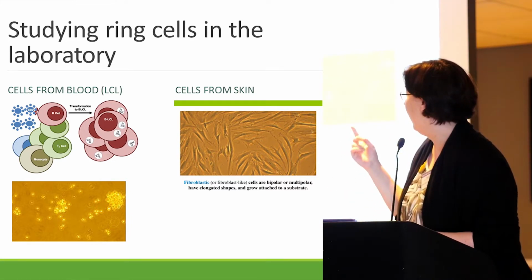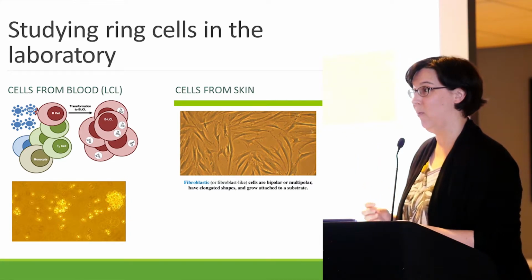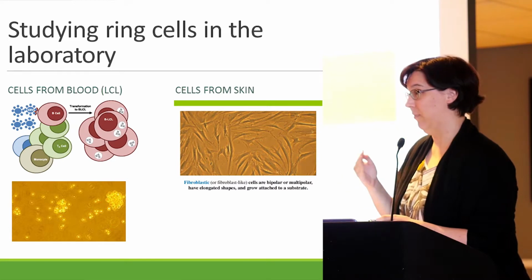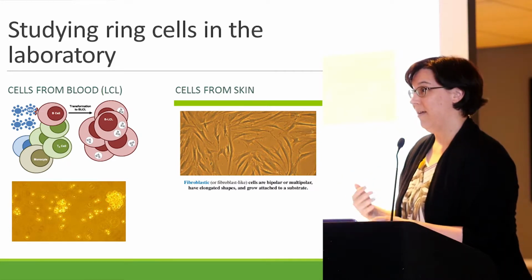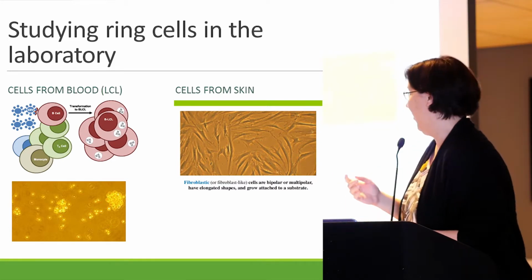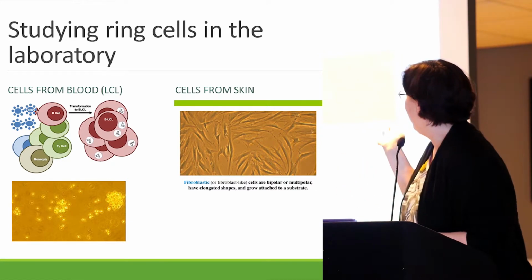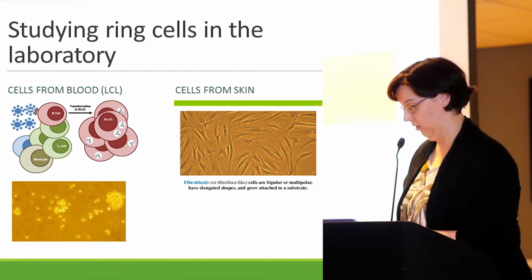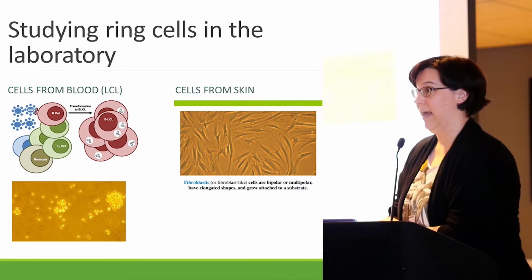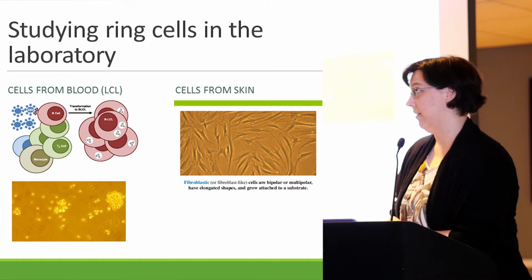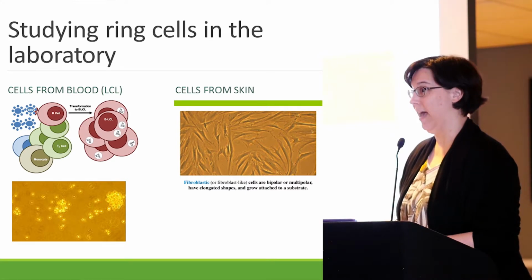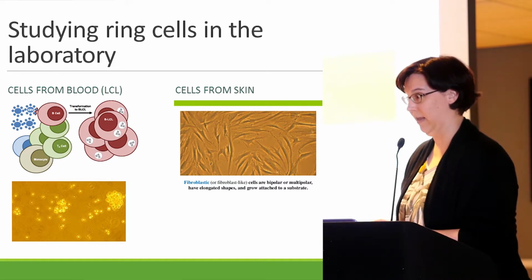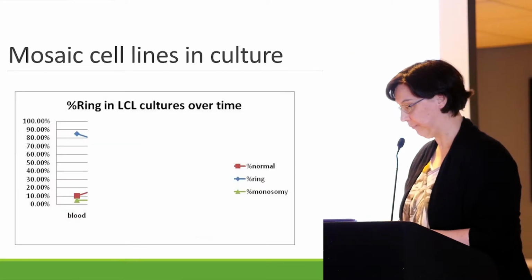So for cells from blood, we actually have to infect them with a virus, which produces immortalized blood cells that we can grow, not forever, but for a very long time in culture. And then from skin cells, we're able to grow fibroblasts. So you can see that they look different. So we're really looking at blood cells and skin cells, and these are tissues that we know don't really have a phenotype. There's not a lot of issues in people with ring 20 in these tissues.